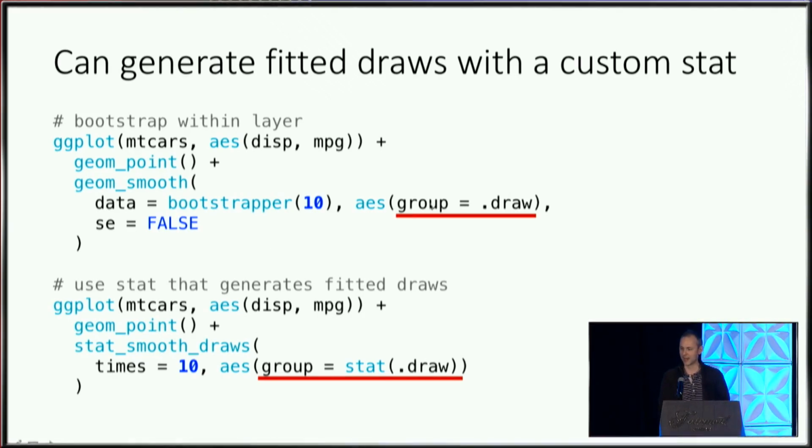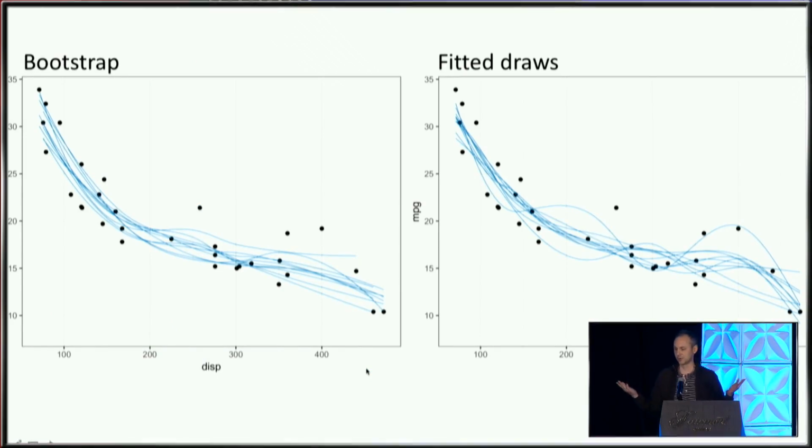So here I write this because really the draw column is part of the data set that is fed in. It's done by this function, but to ggplot it looks like it's the data that comes in, versus something that happens in the statistical transformation. And then these are the two plots, and they look kind of similar.